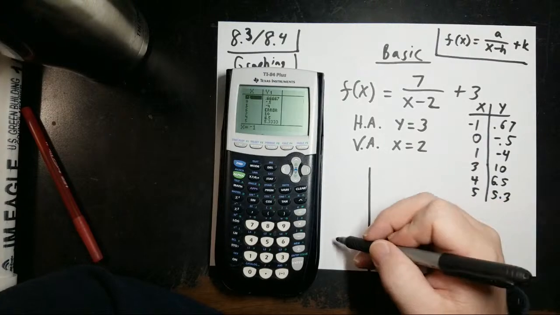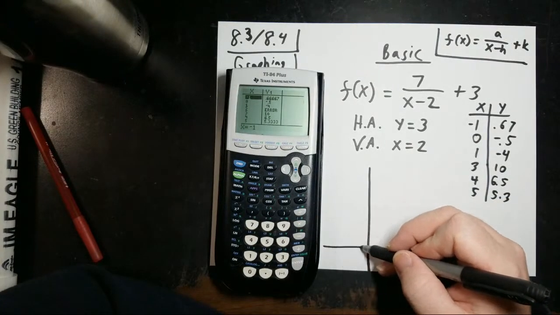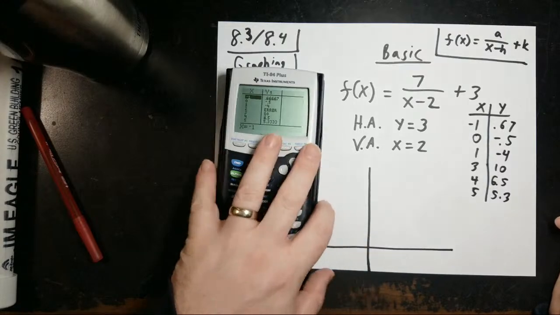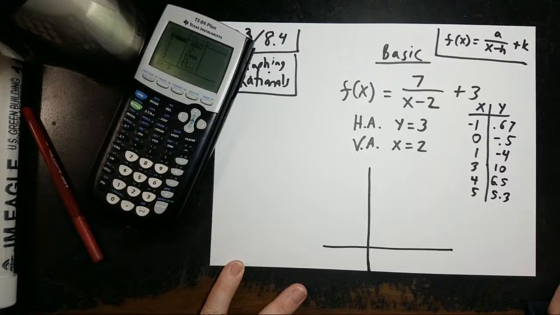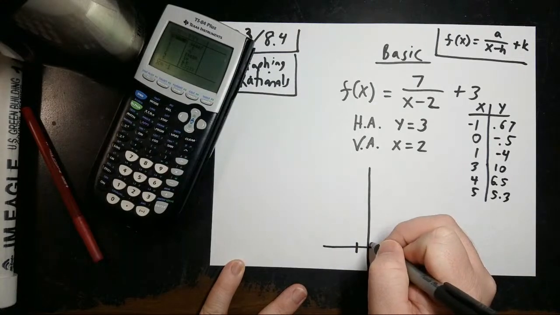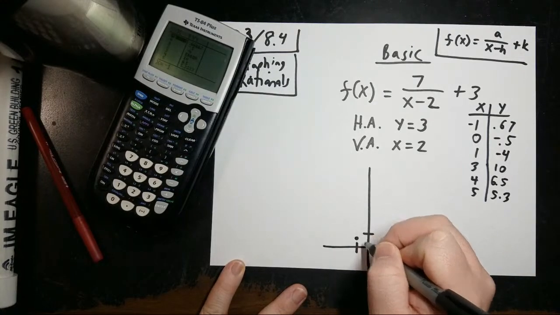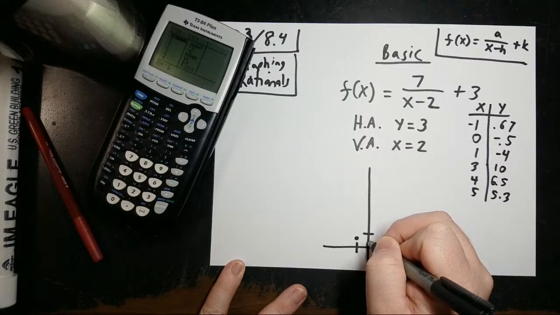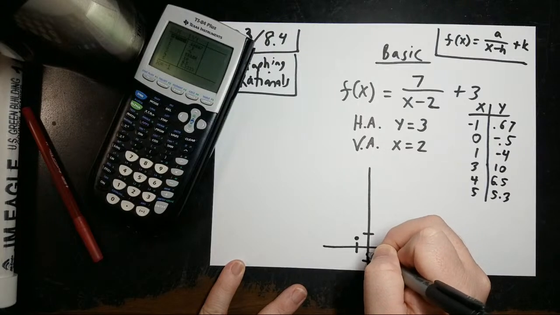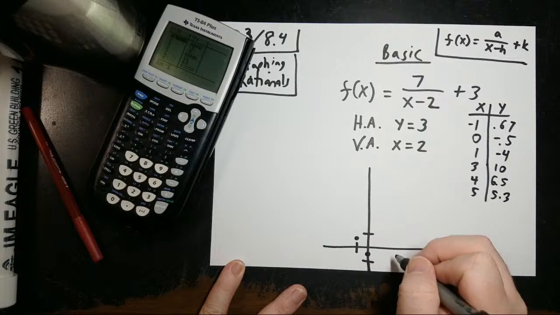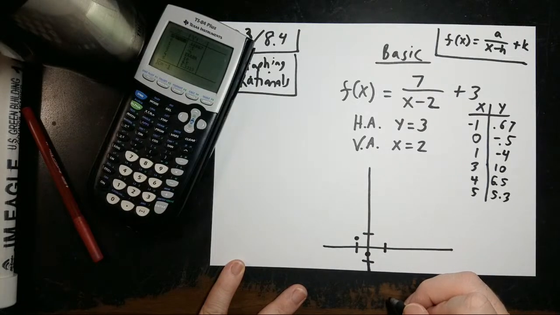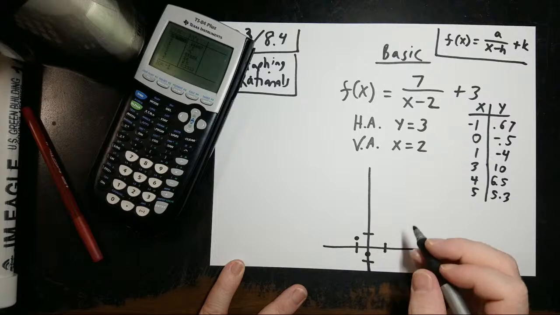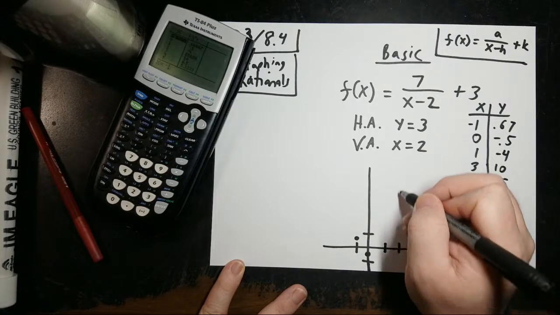Now this thing looks like it's been shifted up 3 units, so I'm going to focus heavily on the top 2 quadrants. -1.67, 0, and -0.5, 1, and -4. Ugh, I ran out of space already. Whatever. I actually can deal with that.